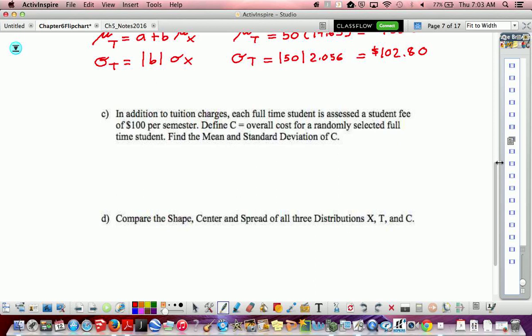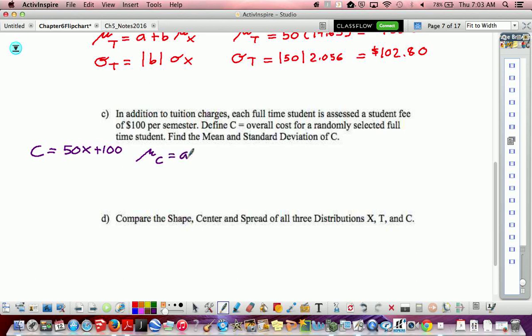All right, so now C says, in addition to tuition charges, each full-time student is assessed a student fee of $100 per semester. It says define C as the overall cost for a randomly selected full-time student. Find the mean and standard deviation of C. So now when I look at C here, I can think about it like this. C equals, well, we start with that tuition cost, so 50x, but they also get assessed a $100 fee per semester.